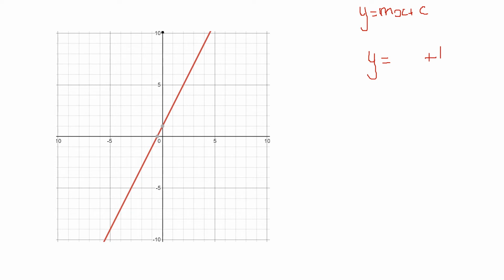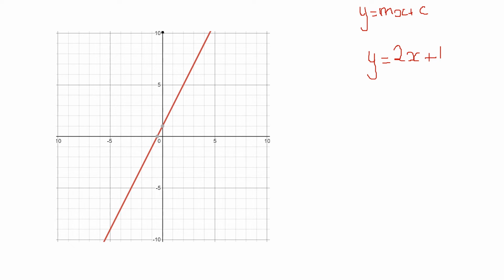We just need to find this gradient of x. So to find the gradient, we can either go across 1 and count up how many, 2. So we've got across 1 and up 2. So as we're going up 2, we should know that our gradient would be positive 2x, and that would be the equation of our line.